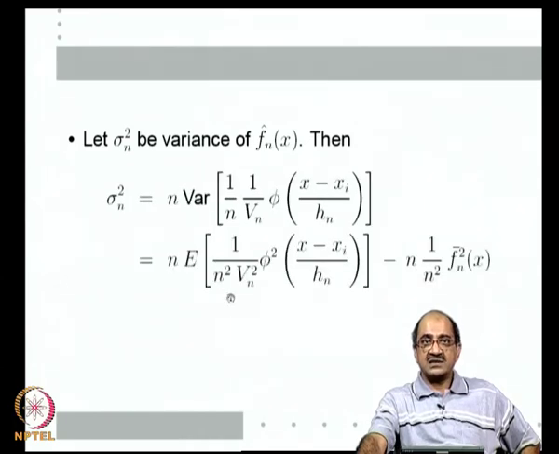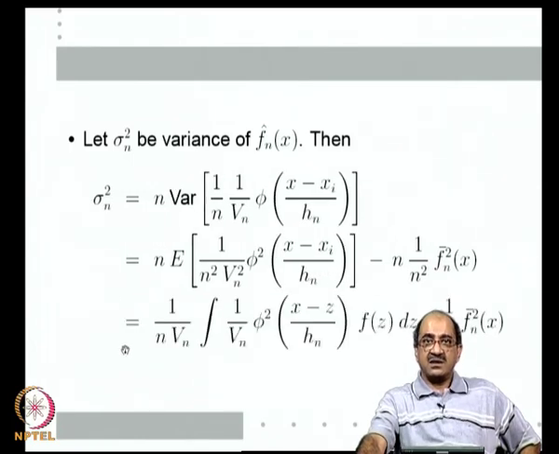So, I can write this as n times the expectation of the square of this, (1 by n square)(1 by v n square) phi square of (x minus x_i by h n), minus the expectation of this whole square. Once again, n times the expectation of each of them is f bar n by n, so the square is f bar n square by n square. Okay. So, that is sigma square n. Now, this term is always positive, n into (1 by n square) into f bar n whole square. So, sigma n square is this minus this.